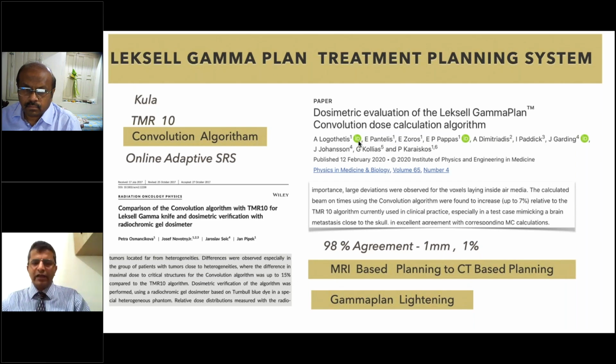There are many publications. I would like to quote two of the newest ones, from Physics in Medicine and Biology, published very recently, in February, two months ago. They showed there is 98% agreement between the 1 mm and 1% for the gamma values. They also compared the TMR10 values with the newly introduced convolution-based algorithm.